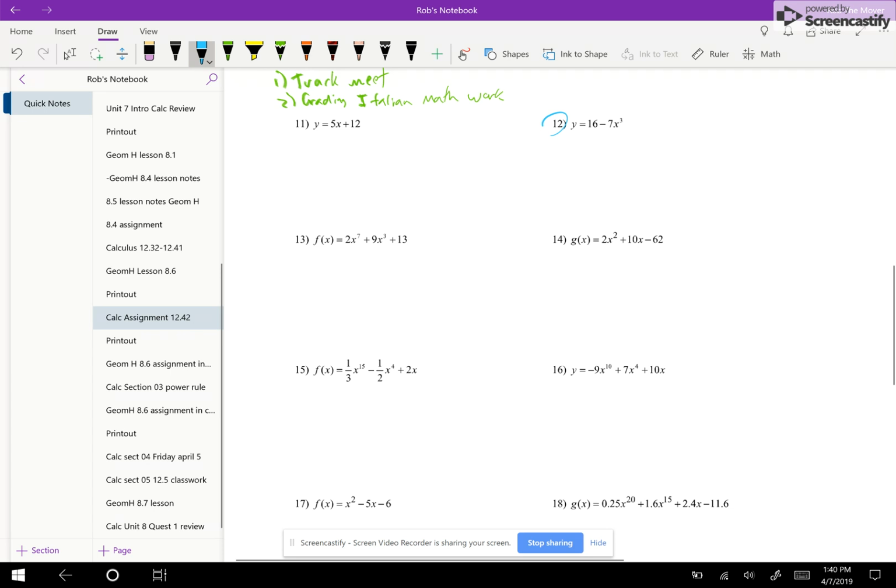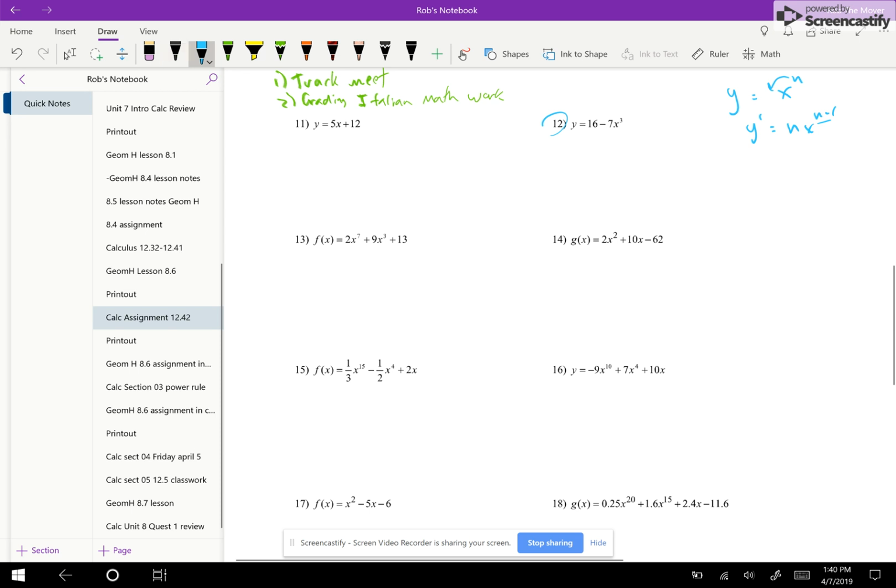Now the power rule says the derivative, you take the power of the x, you move it in front. Remember, if y is x to the n, then y prime is n x to the n minus 1. You take the power in front and you subtract 1. You subtract the power by 1. Okay, that's the power rule.